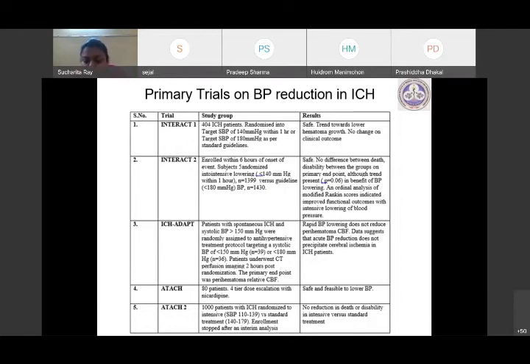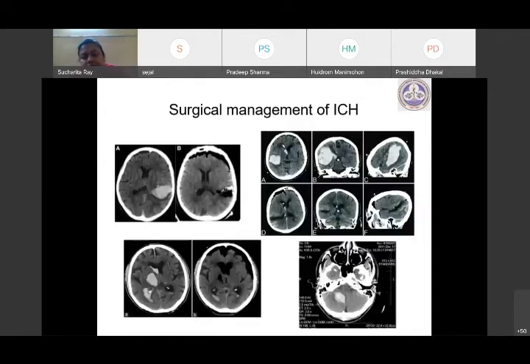And then, how much to reduce? Finally, Interact 2 established that reduction of blood pressure to less than 140 millimeters within 1 hour should be the best way, and rapid blood pressure lowering is safe down to 140 by 90. Less than that, around 110, 120, is bad. So make it low and keep it low. I think even Harrison till now says that there should be a graded reduction and all. That is not as per the clinic. That was for the old evidence, but that has now been refuted.